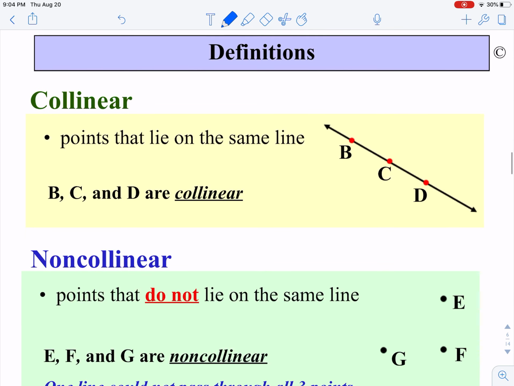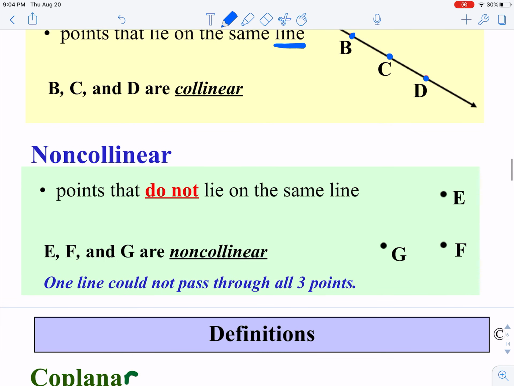All right, now we got some words that we can actually define. The first one is collinear. That one kind of has its definition already sitting in the middle of the word. Collinear means points that lie on the same line. So in this example over here to the right, B, C, and D are all on the same line. Therefore, they are considered to be collinear. Non-collinear is when they do not lie on the same line. So these three points, G, E, and F, are non-collinear because you can connect two of them, but you wouldn't be able to connect three of them on one line.